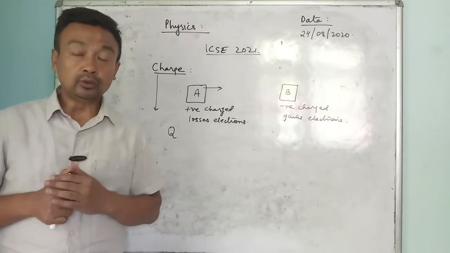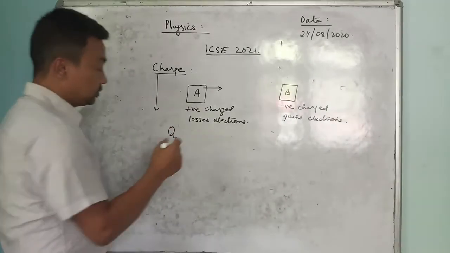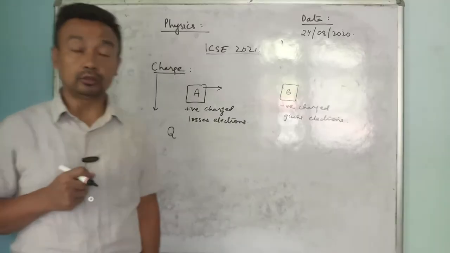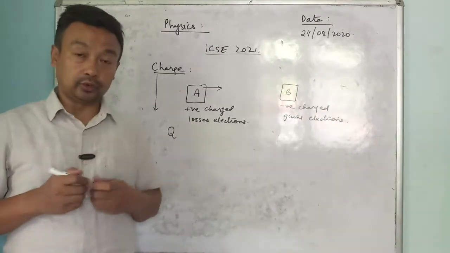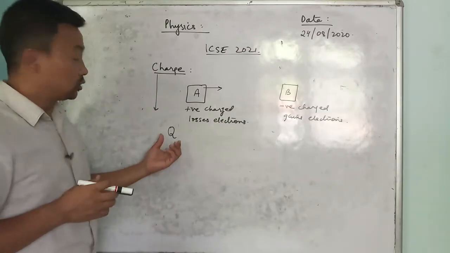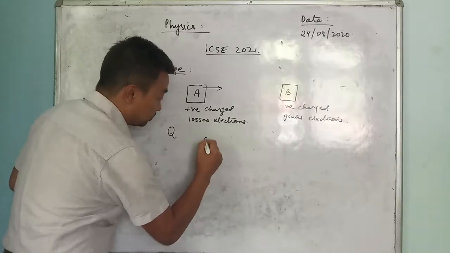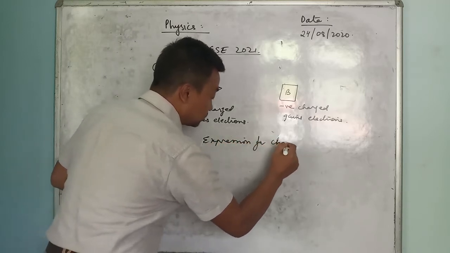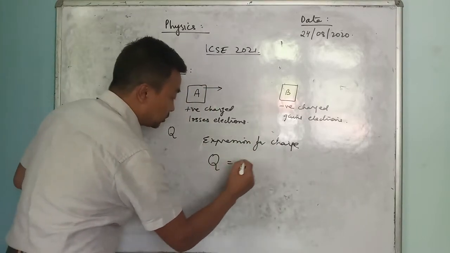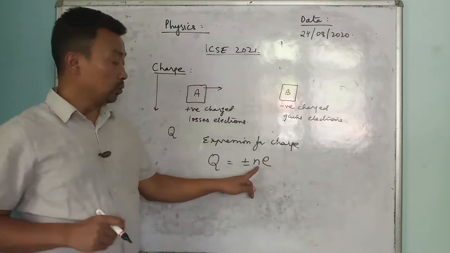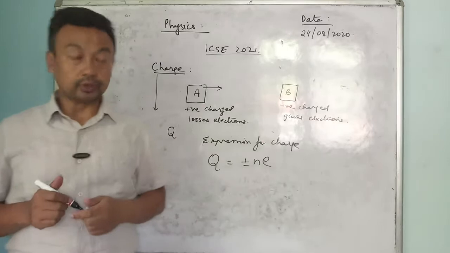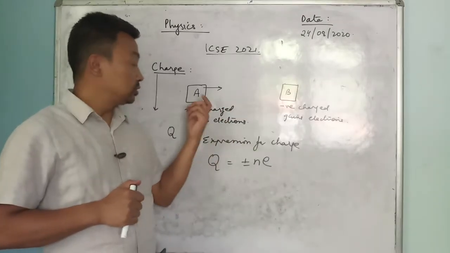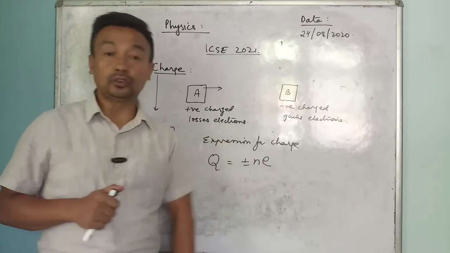Alright. Now how is charge defined? Charge is defined as the number of electrons present in a conductor. That means how many electrons are present. That total number of electrons gives you the quantity of charge. So the expression for charge is given like this: Q equals plus or minus Ne, where N defines the number of electrons present in the conductor or in a non-conducting body, and plus indicates that it is positively charged and minus indicates that it is negatively charged.